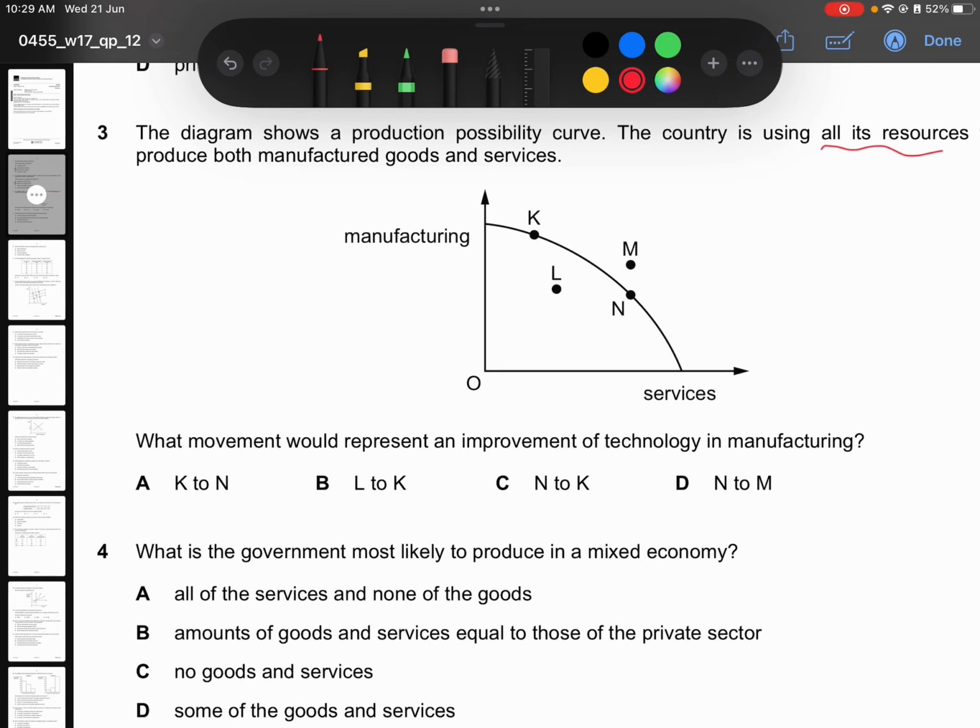Let me show you this. If you take it onto the axis, services will still remain the same, but there will be an increase in manufacturing. So hence your movement will be N to M, and hence the correct answer is D.